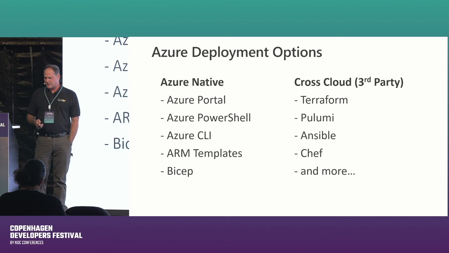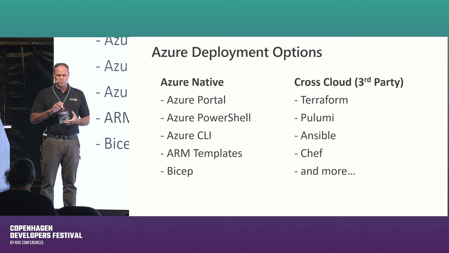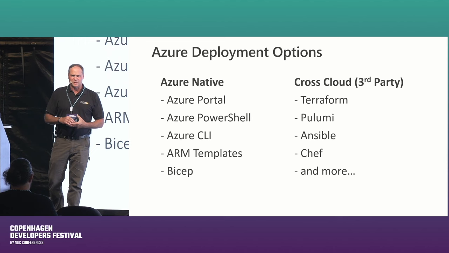Within Azure, we've got a lot of different deployment options. We can use the portal to deploy stuff. You can use PowerShell, the CLI. I can go out and create stuff very quickly using ARM templates and Bicep, but I can also use Terraform. I can use Pulumi. I can use Ansible. I can use Chef. There's a lot of different tools that are available to go out and create infrastructure as code.